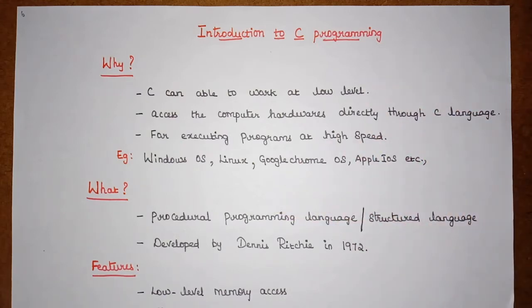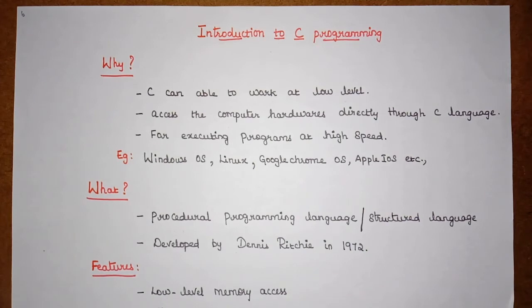Another advantage we have here is that C programming can access the computer hardware directly. There are hardwares like IO devices, and storage devices like hard disk drives. In that way, we have a number of hardwares. So whenever we need to access the computer hardware directly, we can go for C programming.